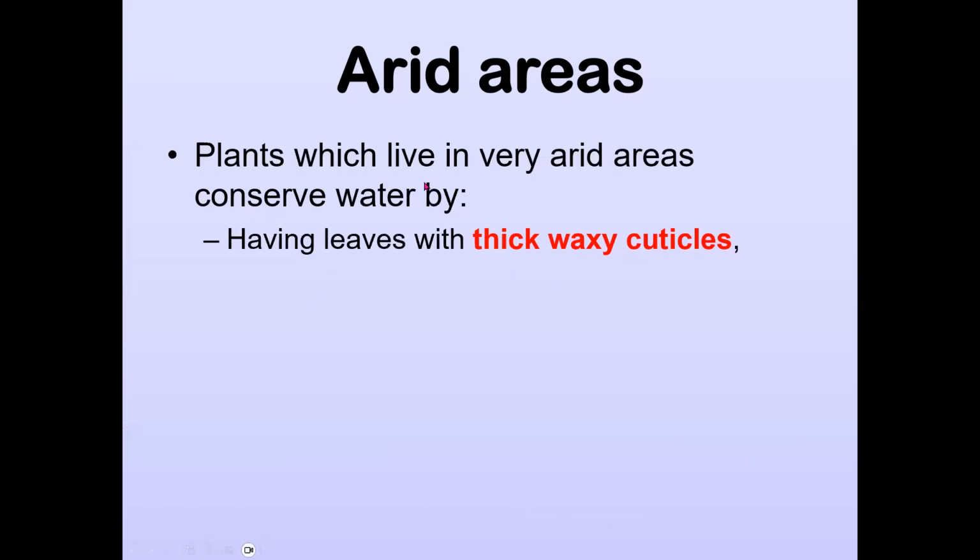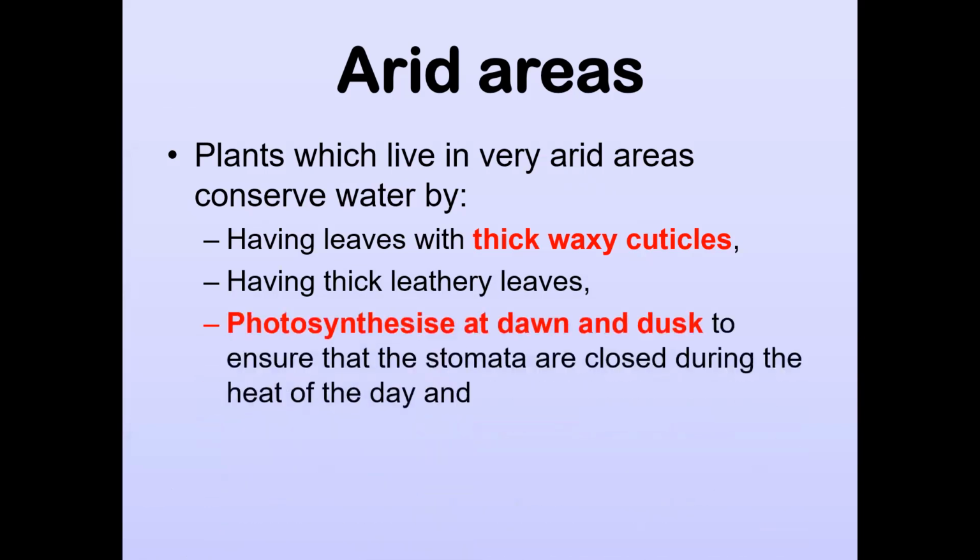So they conserve water. Plants in arid areas, very, very dry, have thick, waxy cuticles. That's the waxy layer on the top and the bottom. They have thick, leathery leaves, which have the waxy cuticles. They photosynthesize at dawn and dusk, so the stomata only open at dawn and dusk, then they close for the day. Some have trunks which store water.